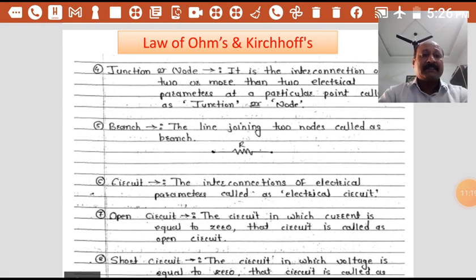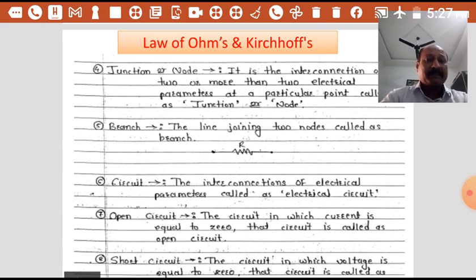Next is the short circuit. The circuit in which the voltage is equal to 0 is called a short circuit. Voltage equal to 0 means the circuit is short circuited. Under that condition the fan will not start. But what is the difference between open circuit and short circuit? In the open circuit the current becomes 0, and in the short circuit the voltage becomes 0.